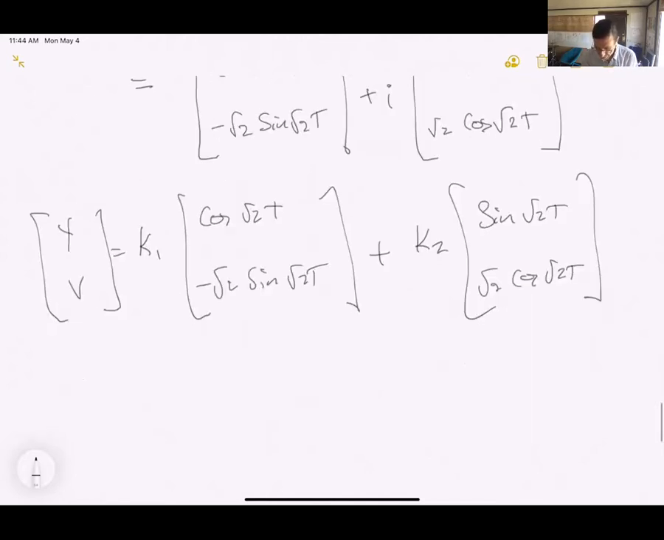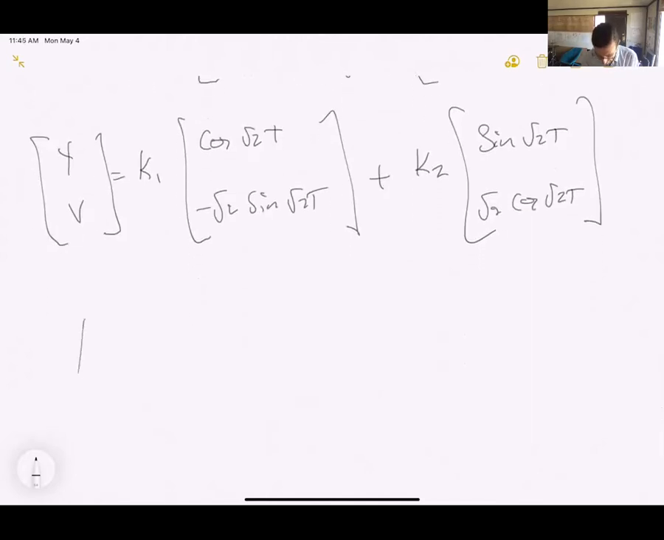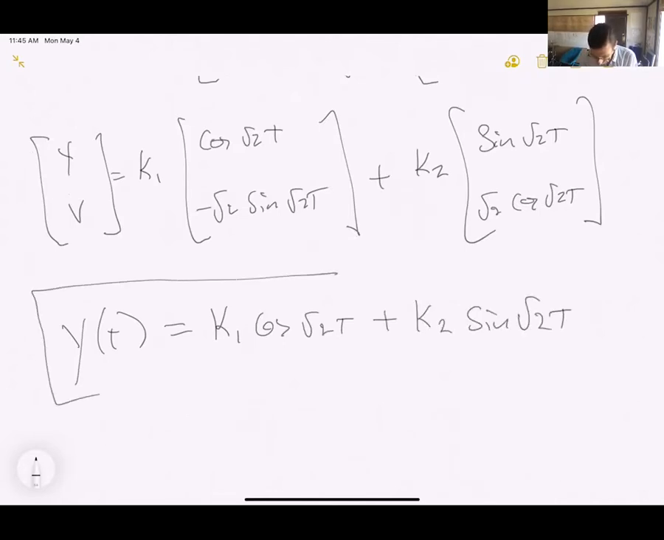Now again, we just want an answer for y. So y of t equals k1 cosine root 2t plus k2 sine root 2t. And again, we actually didn't have to find the eigenvectors to get that far. Just knowing in advance, we would have gotten something times cosine plus something times sine. And those somethings are going to be multiplied by arbitrary constants.